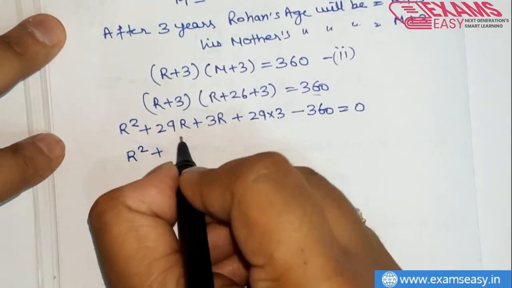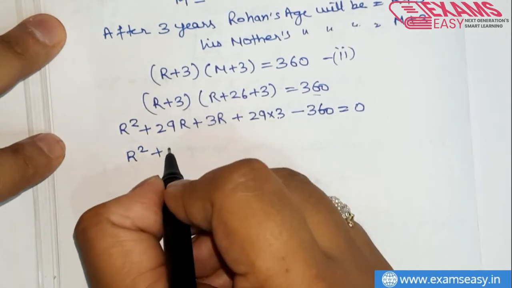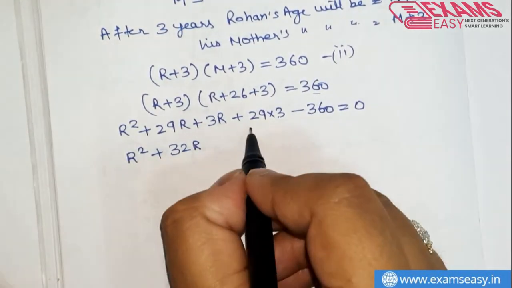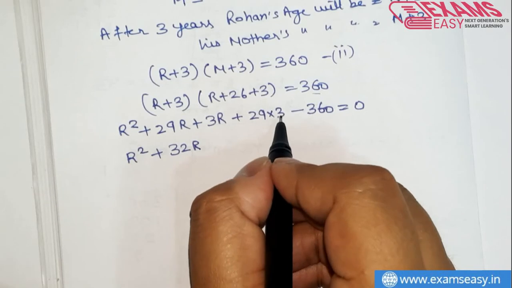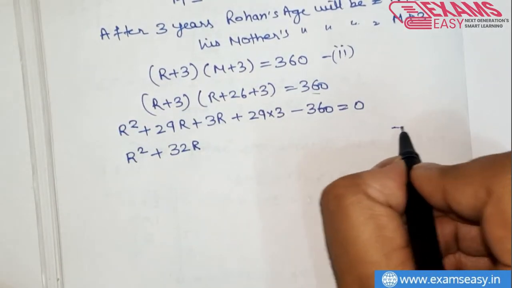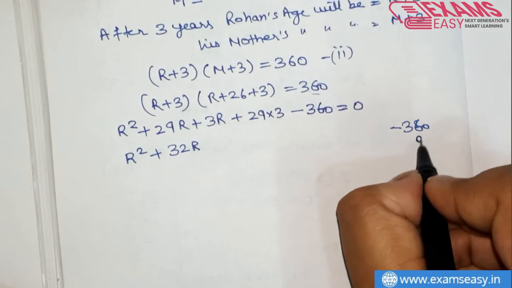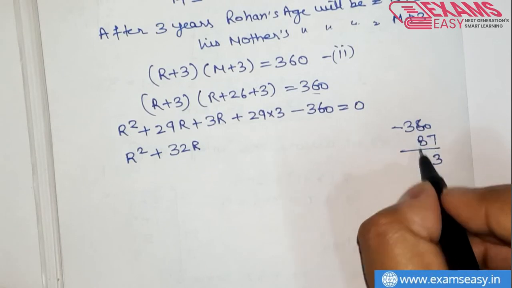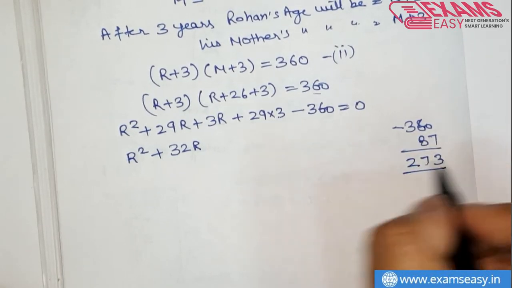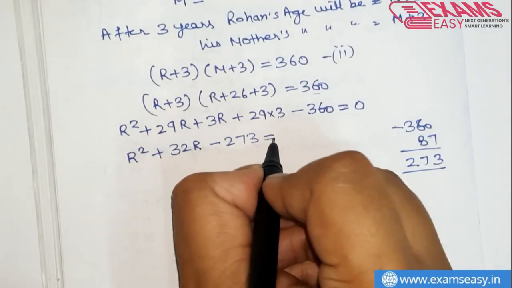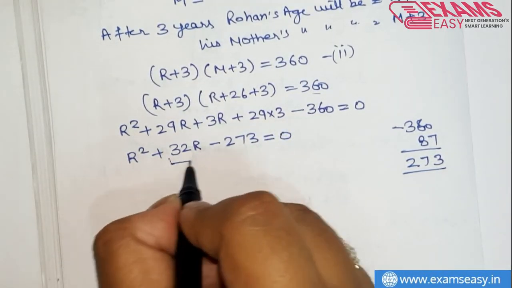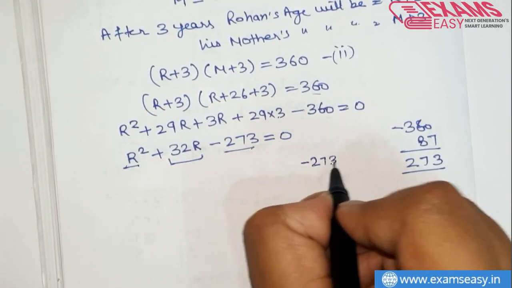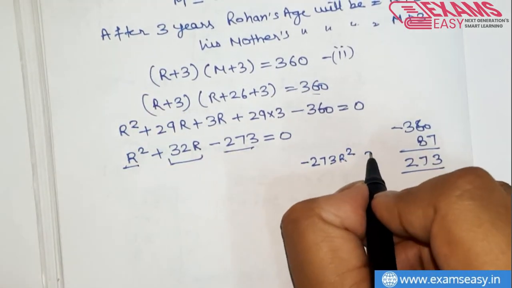R square plus 29R plus 3R will become 32R. Then 29 into 3 is 87, and minus 360, so 87 is to be subtracted, it will become minus 273 is equal to 0. Now we have to split the middle term in such a way that the product we should get is minus 273 R square and their sum should come to 32R.